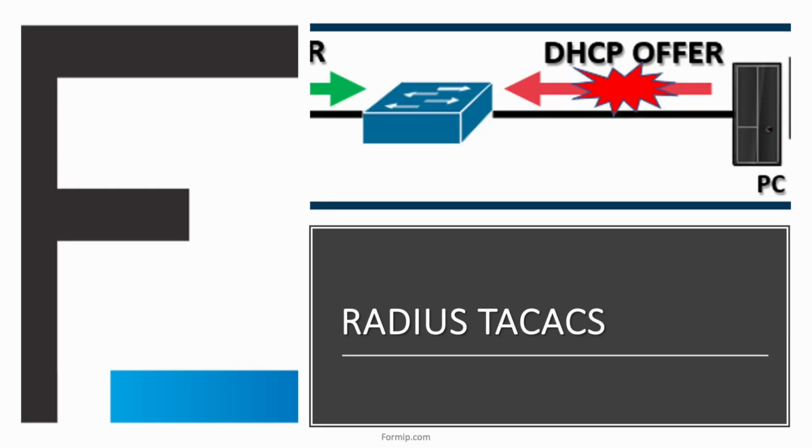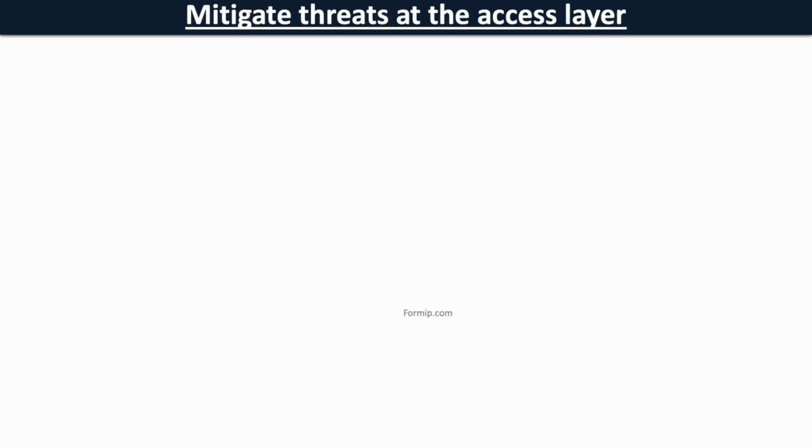The access layer is the level at which users connect to the network. It is the connection point between the network and any client device. Protecting the access layer therefore means protecting users, applications, and the network itself against any malicious attacks or even human errors. It is possible to mitigate most of these threats by using certain features.